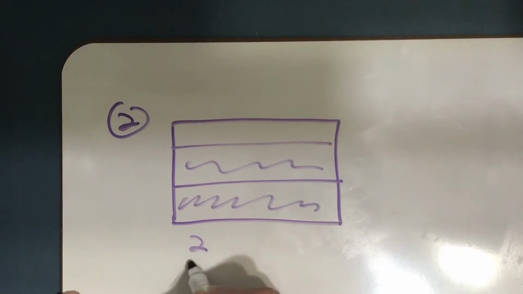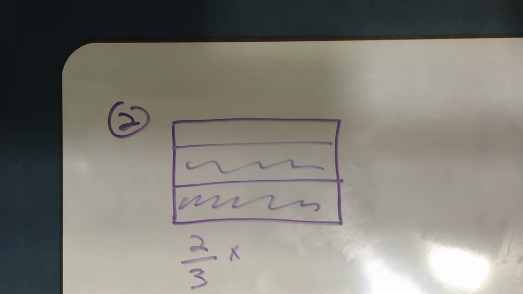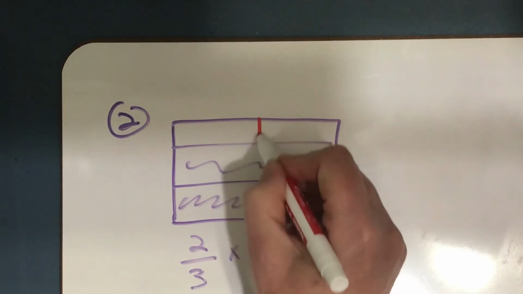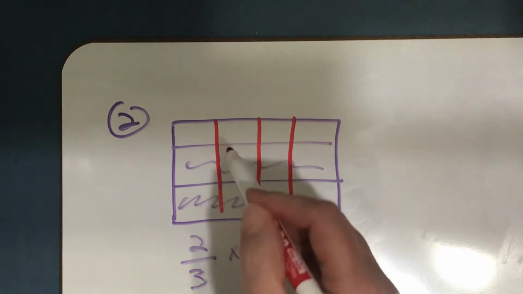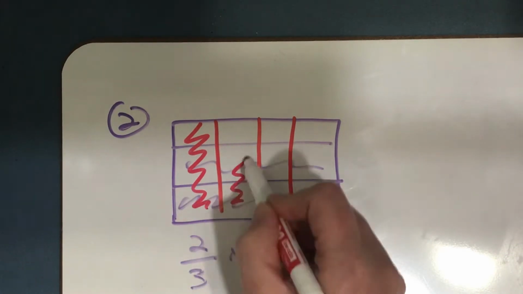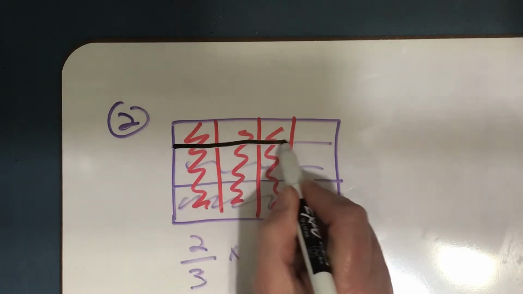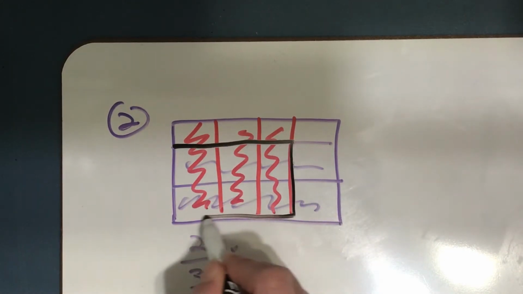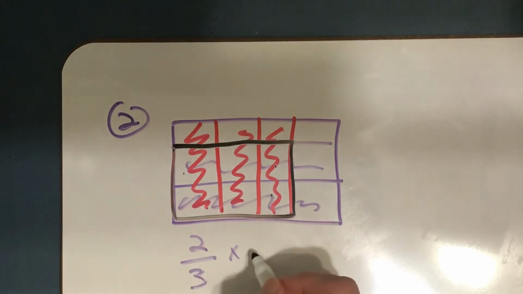So I know I'm going to be multiplying 2/3 times something. And then I see that the rectangle was divided into 4ths this way. And 3/4 was shaded in. So I am looking for the section where I have purple and red. And I can see that that's right here. And I can count and see I have 1, 2, 3, 4, 5, 6.